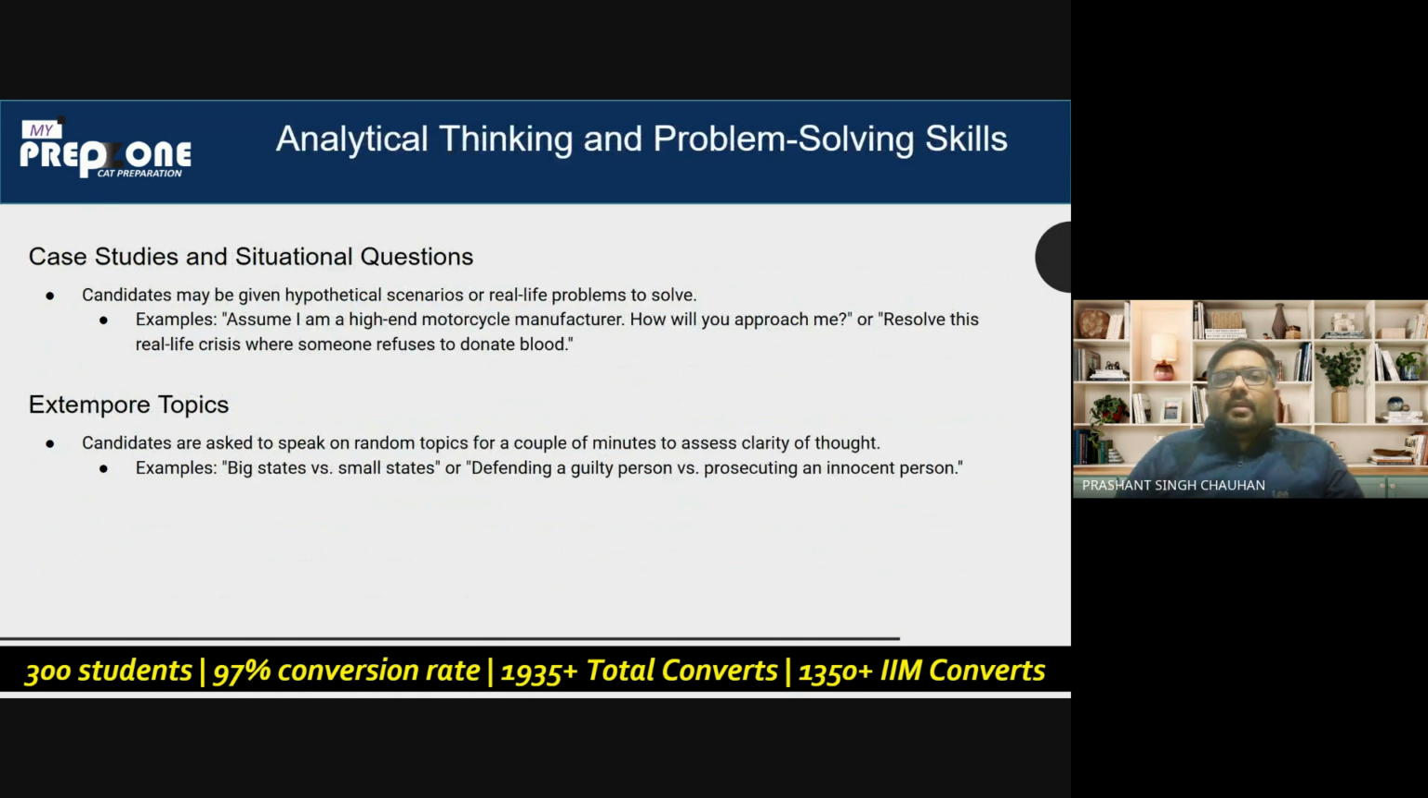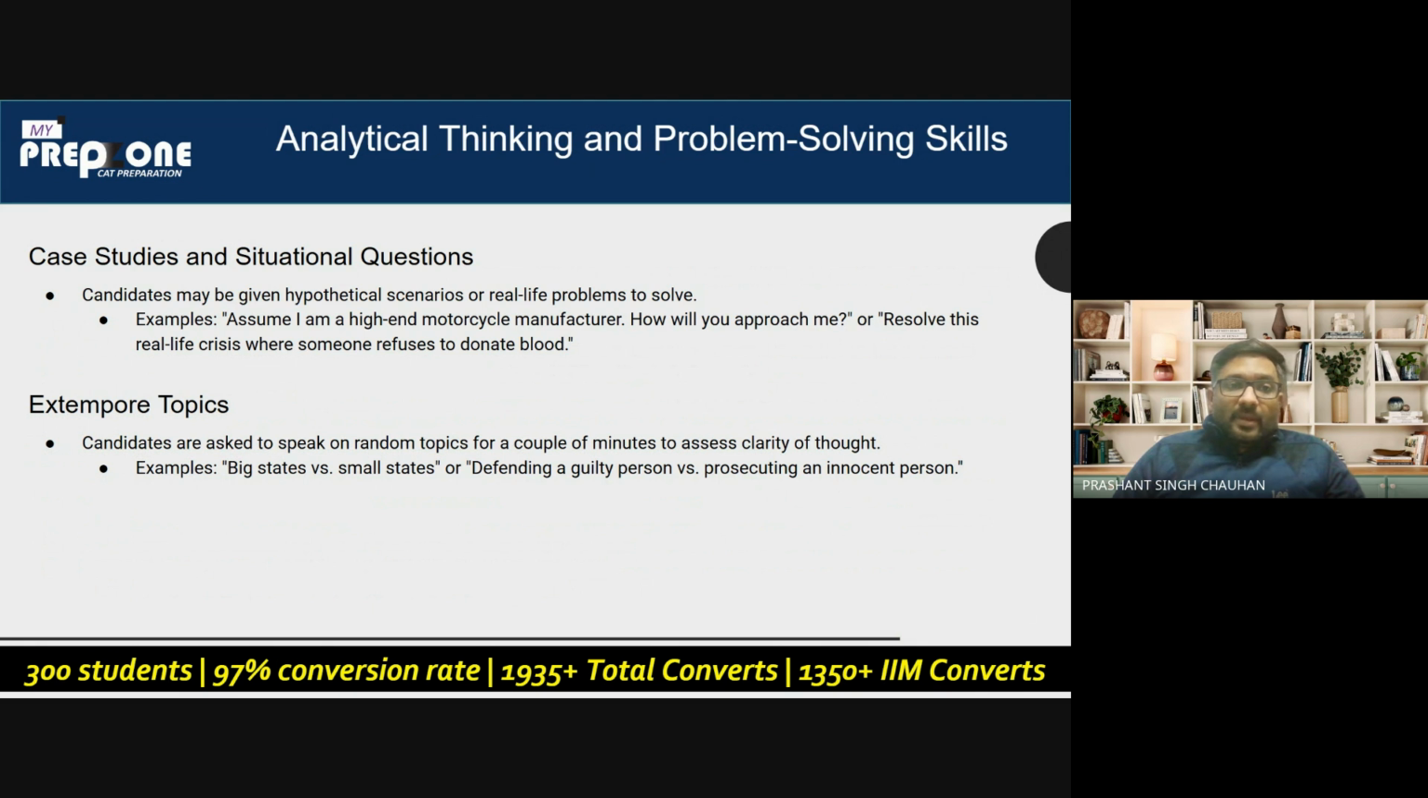Then we have analytical thinking and problem-solving skills. You'll be given a condition like you are a high-end motorcycle manufacturer, how will you approach it? Or some real-life crisis situation where someone refuses to donate blood, how are you going to tackle that?